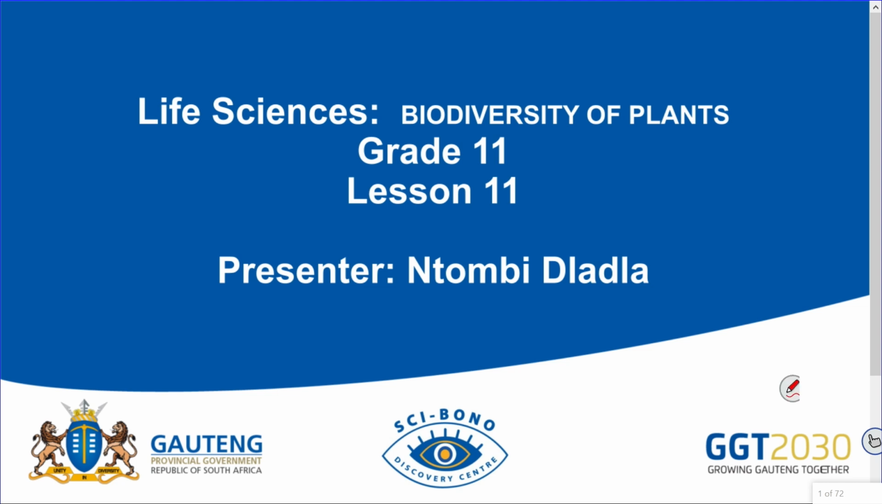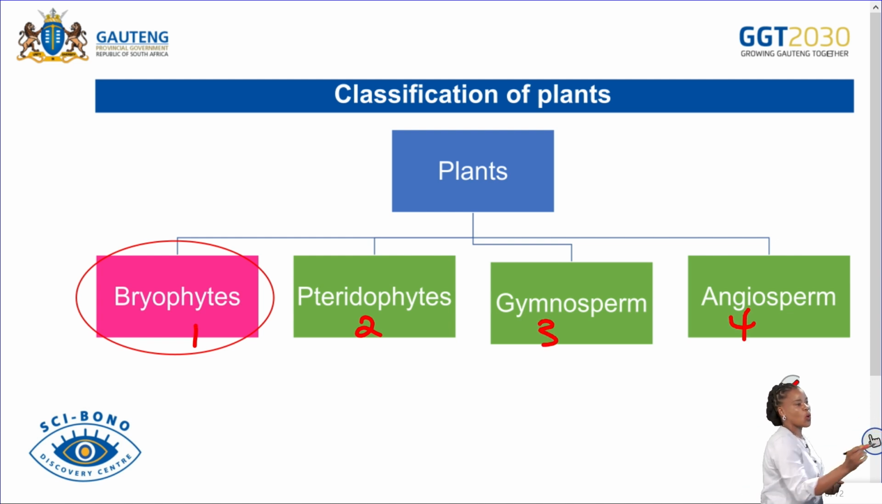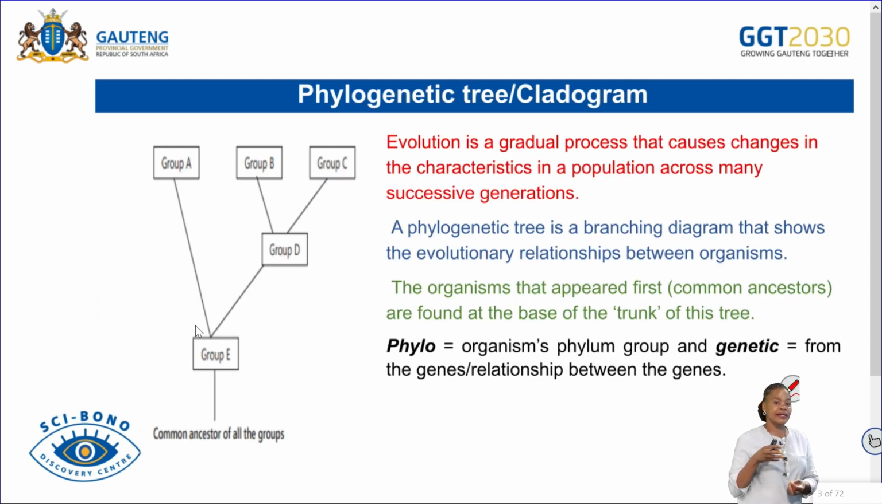Hi, grade 11s. Today's topic is biodiversity of plants. Now, let's check. Plants are classified or divided into four main groups. The first one being the bryophytes, the second one, the pteridophytes, the third one, the gymnosperms, and the last one, which are the angiosperms.